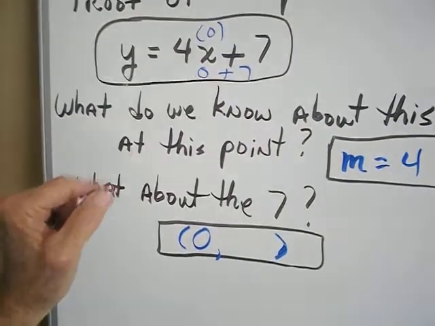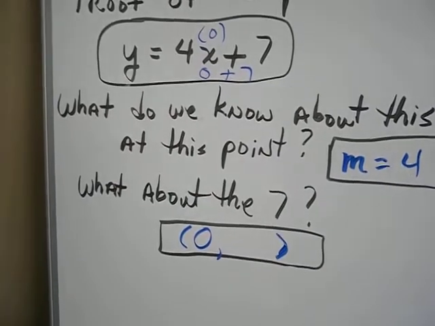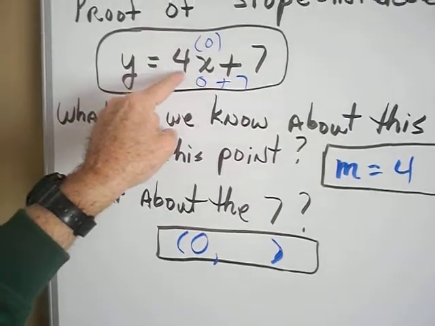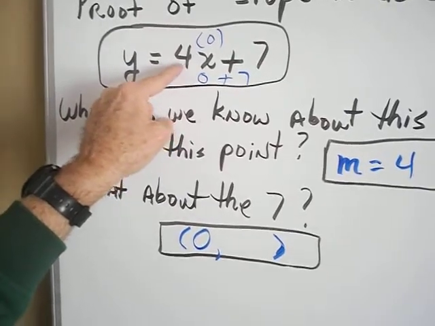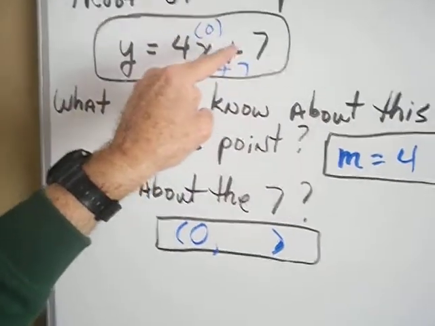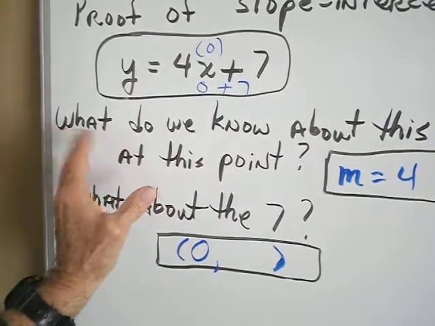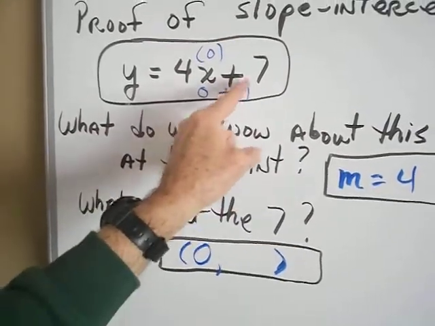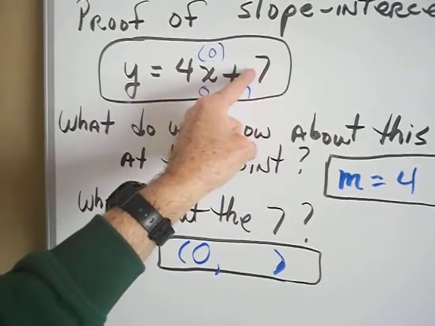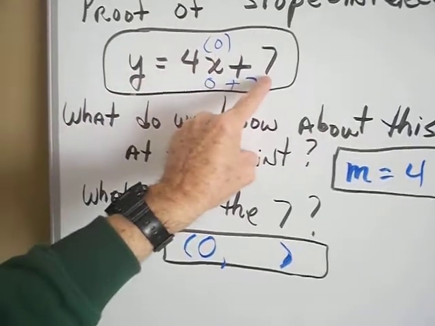People, when an equation is solved for y, not only can we identify the slope of that equation, which is the coefficient of x and which is 4, but we can also identify the y-intercept without showing any work. The y-intercept will always be the constant term that is at the end of the equation. This is the slope. This is the y-intercept.